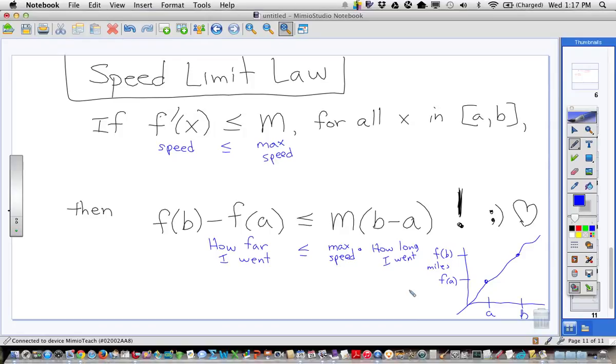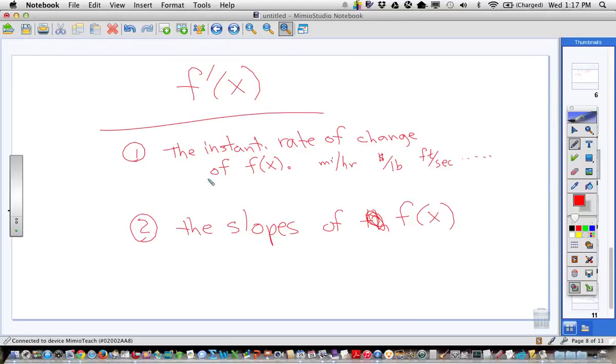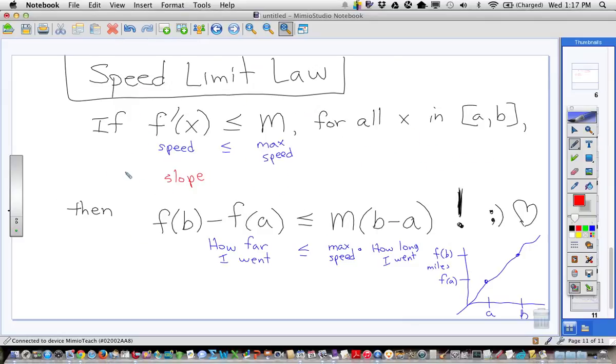Okay, let's talk about in terms of slope. We'll make this red. So now instead of f prime being speed, f prime is slope, right? So now, again, go back to this. f prime is either rate of change, like velocity, or it's slope, right? Those two are interchangeable. So now we're going to talk about f prime being slope. So what is M? Not our max speed, but our max slope.